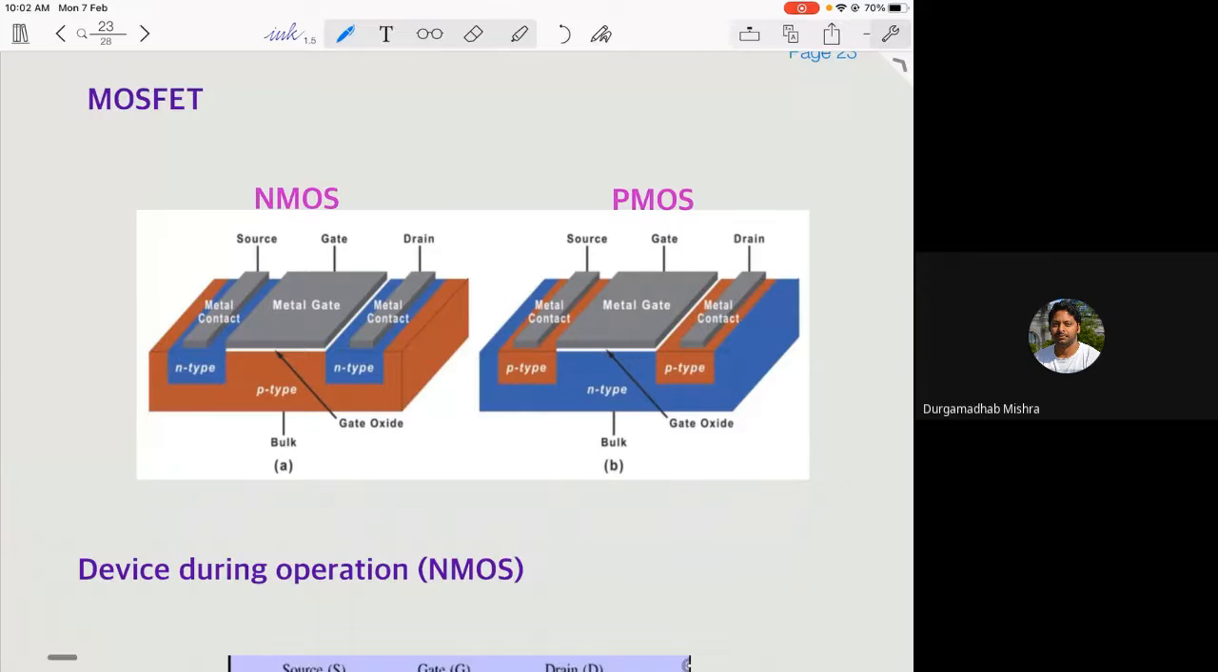So MOSFET, like I already mentioned last time, stands for metal oxide semiconductor, and FET stands for field effect transistor.